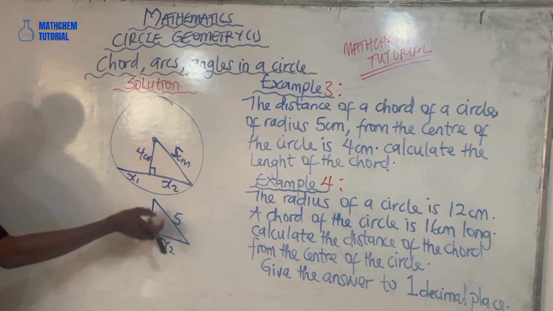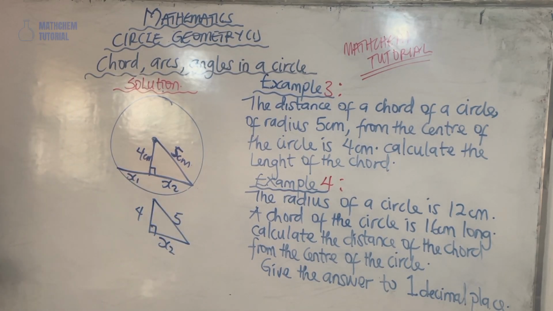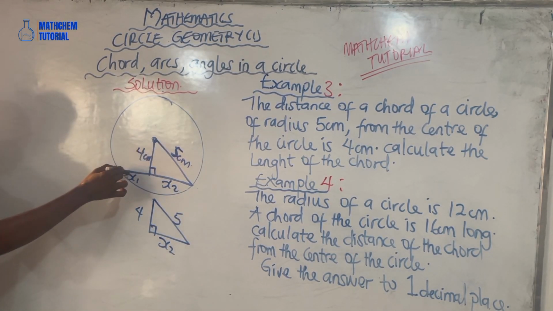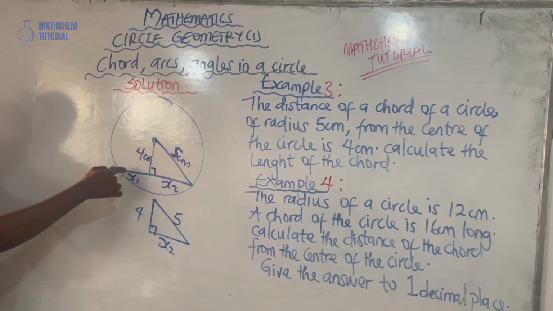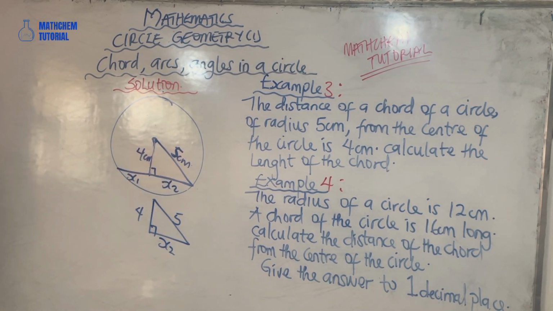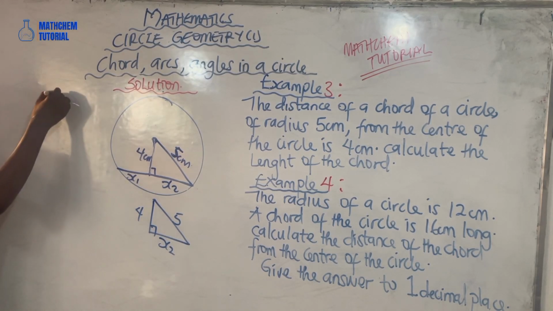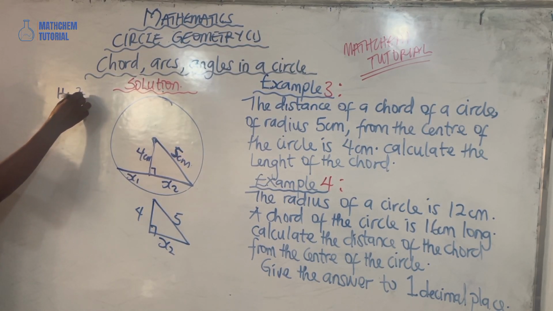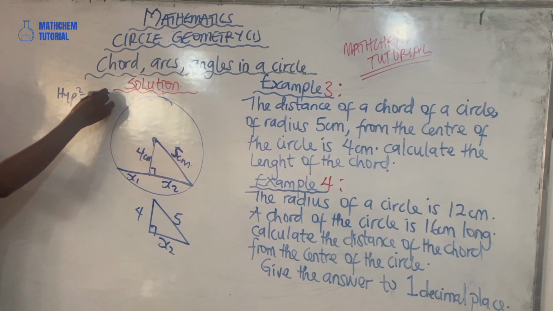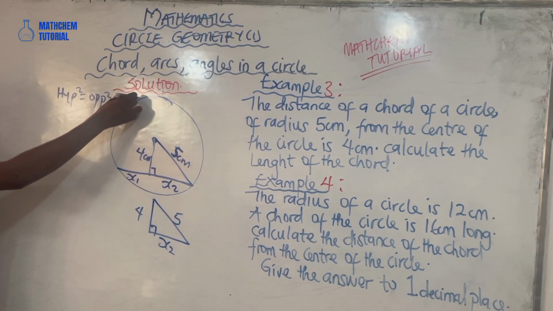Let me look for my x2. This x2 and x1, they are the same thing. They are equivalent because this line cuts this chord from the center into 2. So now what do I do? It still looks like a right angle triangle. So I will still use Pythagoras theorem to solve this question by saying my hypotenuse square equals the opposite square plus what? The adjacent square.